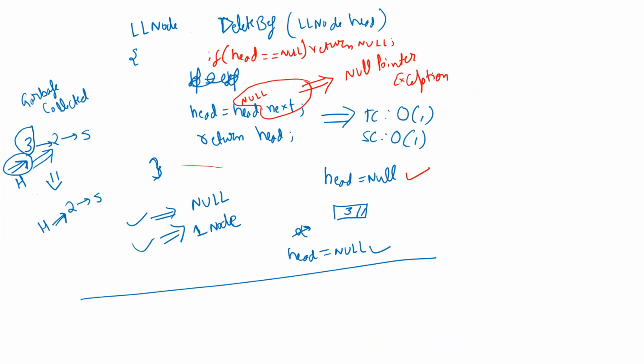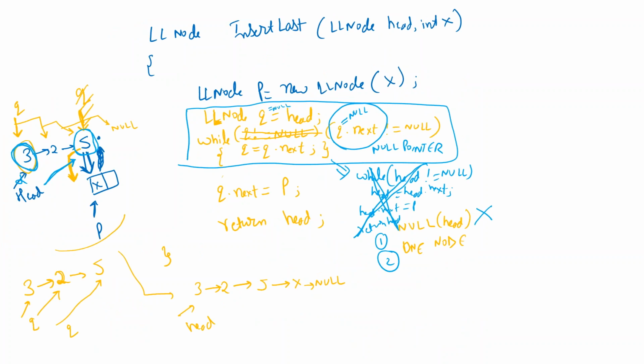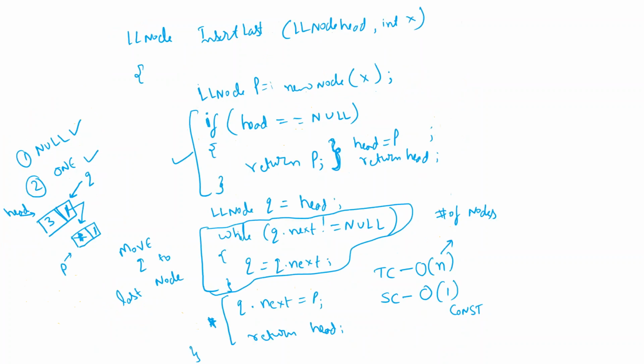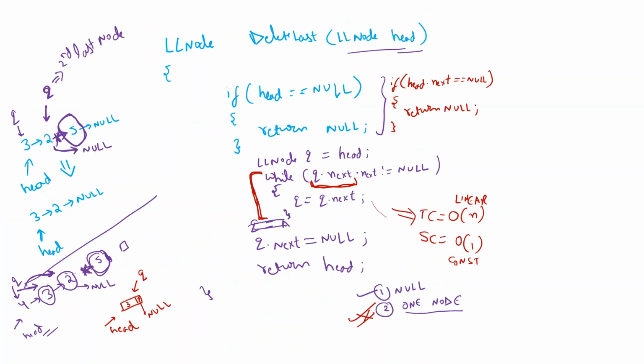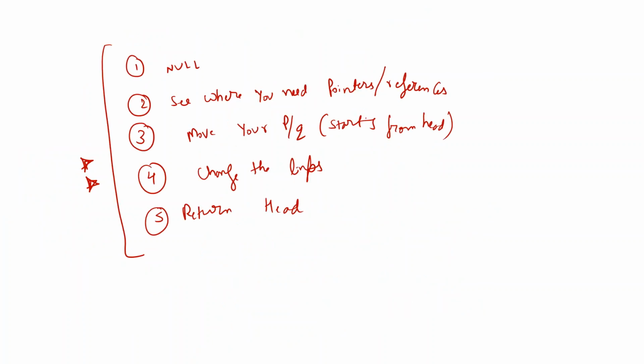Insert beginning, good code, easy code. Delete beginning, simplest code. Insert last. This is the correct one. This is not the correct one. And then delete last. Move forward.